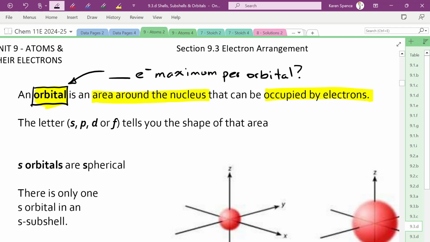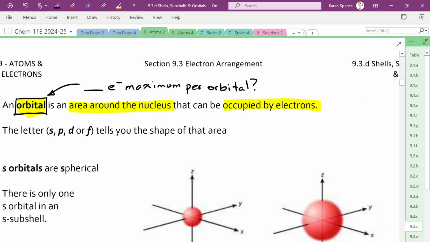And remember, an orbital is like a room. How many people could you fit in a room? Did you get to that part in the pogo? Yes? No? Two. Yeah? Two electrons maximum in any orbital.